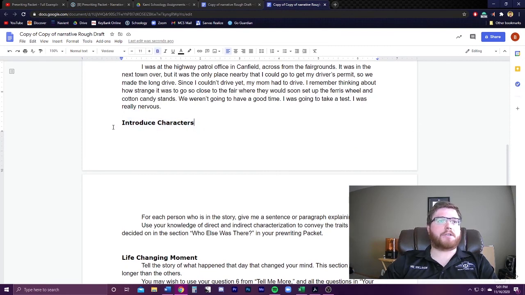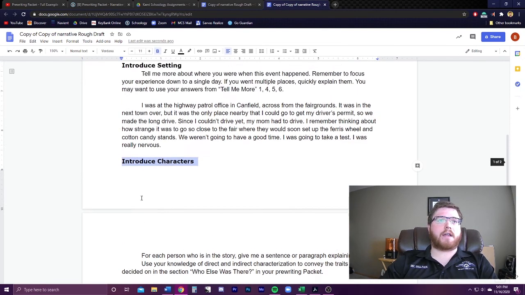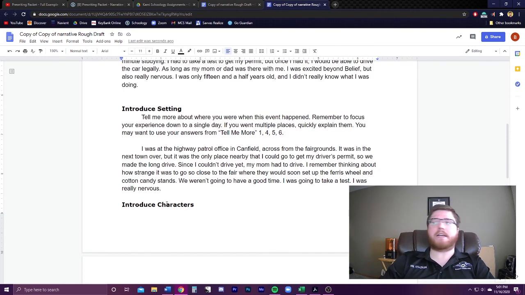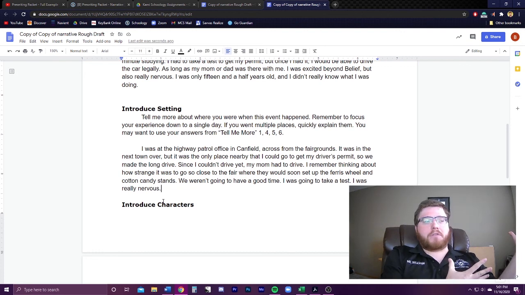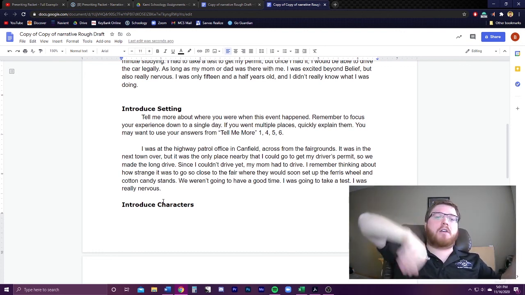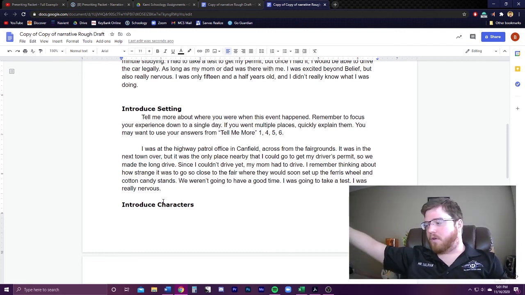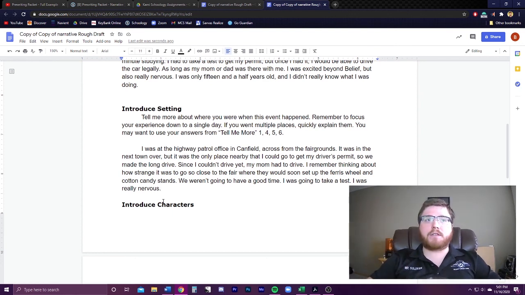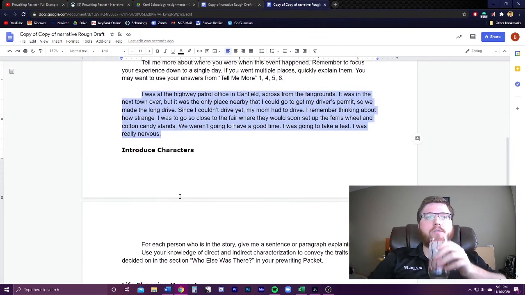So our next section is introduce characters. I have nothing more to say here. If you end up writing 3 or 4 more paragraphs just talking about the setting, because you can't help yourself, you just have to describe that you were at the amusement park that had a red roller coaster that was 500 feet tall, and over to the next roller coaster over was orange and went 500 miles an hour, then that's fine. You can spend more time talking about that. You can write as much as you want.